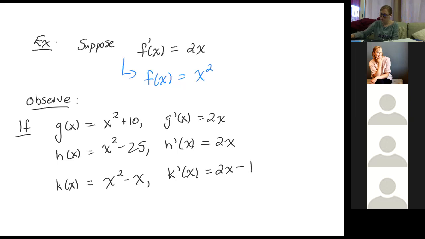On the other hand, if I'm given something like k of x is equal to x squared minus x, its derivative, k prime of x, is equal to the derivative of x squared, which is 2x, minus the derivative of x, which is 1, which is a little bit different. So I can look at this and say, well, these three functions, f, g, and h, all have the same derivative. So f prime of x is equal to g prime of x is equal to h prime of x. But k prime is slightly different. And that might give us an idea of a pattern of what types of functions will give us the same derivative.